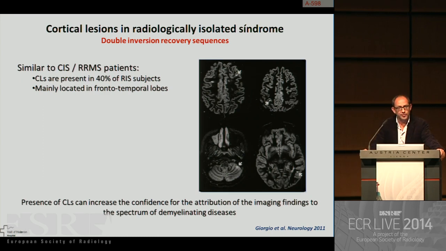And finally, it's also very useful to identify lesions involving the cortical gray matter. For that, it's very useful to use double inversion recovery sequences because it increases the sensitivity of MRI in detecting this type of lesions. And there is a paper by the group of Siena showing that around 40% of radiologically isolated syndrome subjects show this type of intracortical lesions that are mainly located in the frontal and temporal lobes.